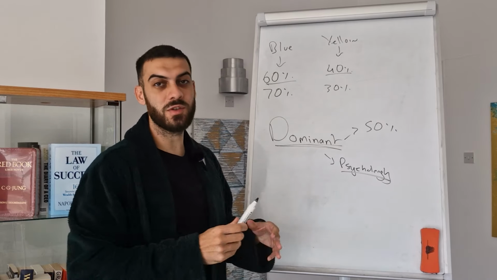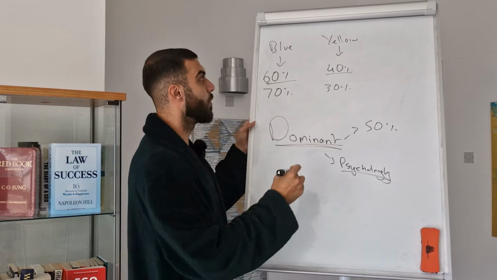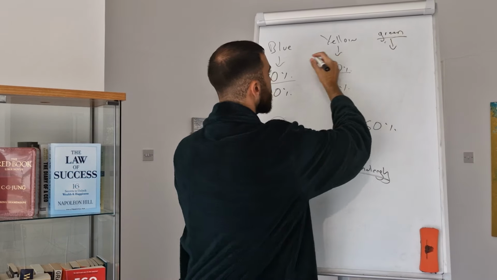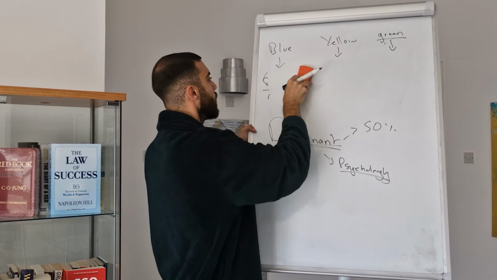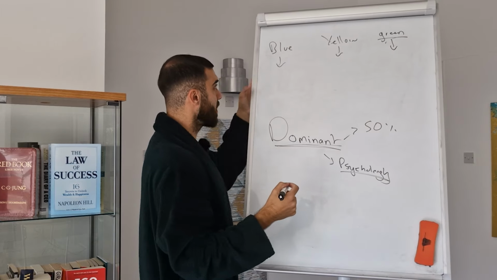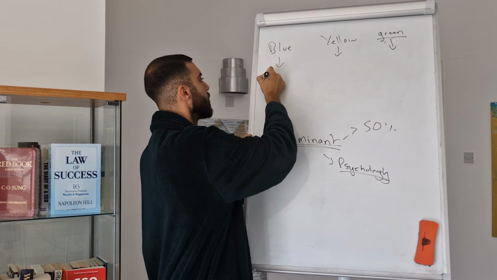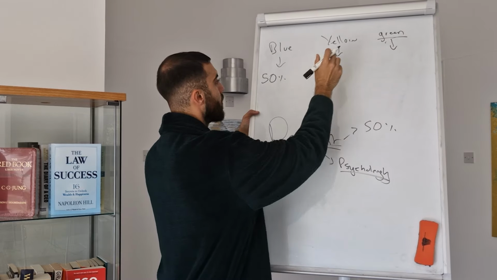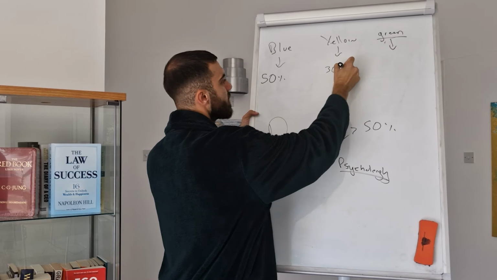Now, if you decide to use one of the other color combinations, where there are 3 colors or more, let's say we have 3 colors: blue, yellow, and green. Again, we want to pick a dominant color. So let's say our dominant color is blue. Now we can do 50%, because we know the other ones can't be 50-50, since that doesn't add up to 100. But what we can do is 50, 30, 20.